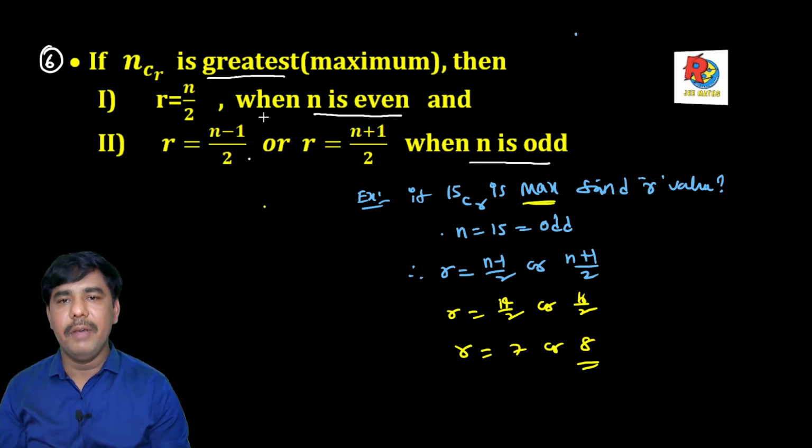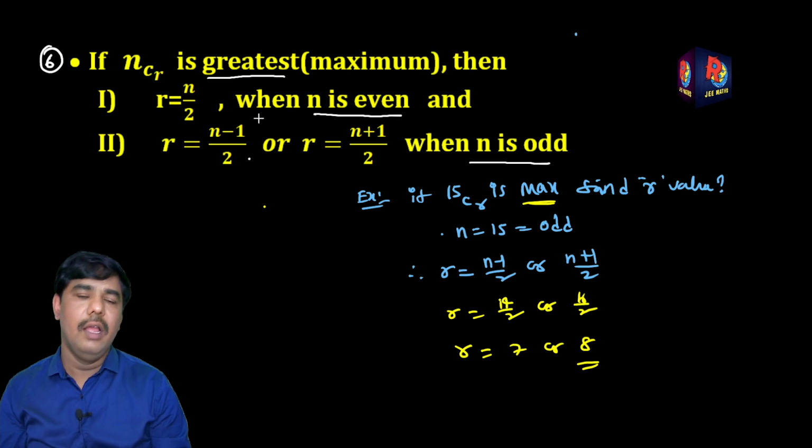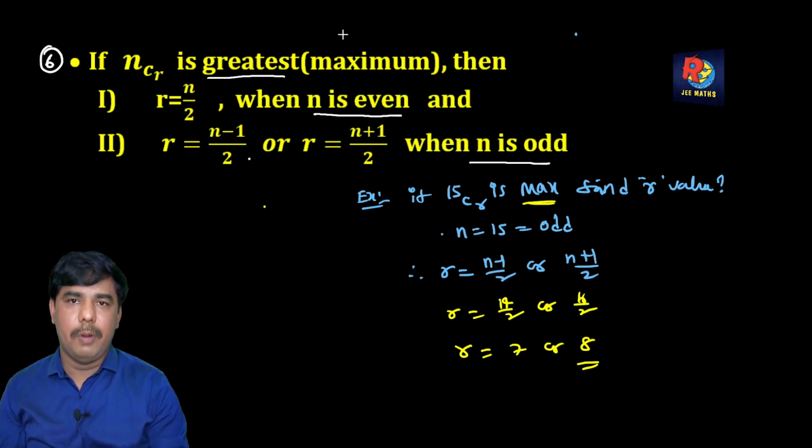That will depend upon the n value, whether it is an even number or an odd number. That is the sixth property.